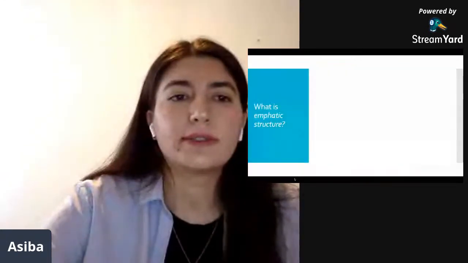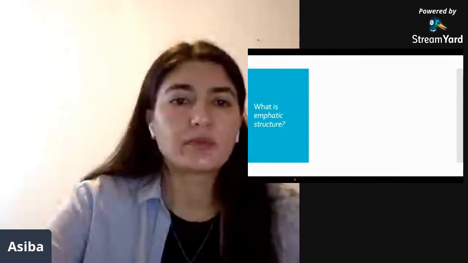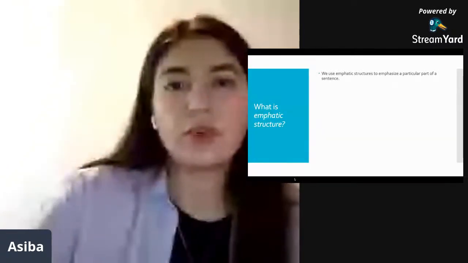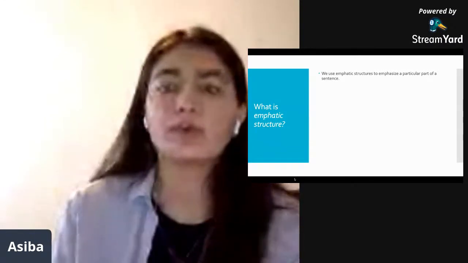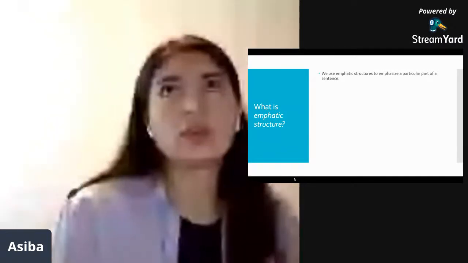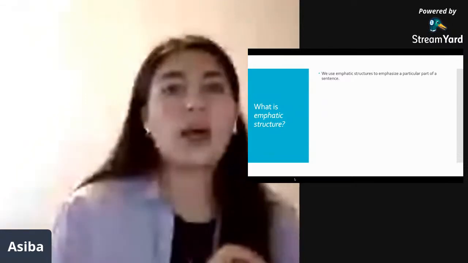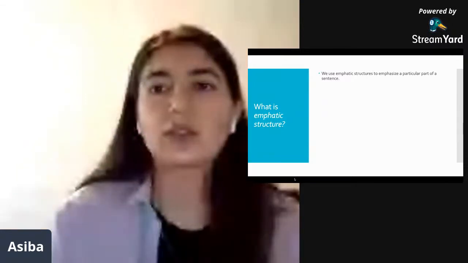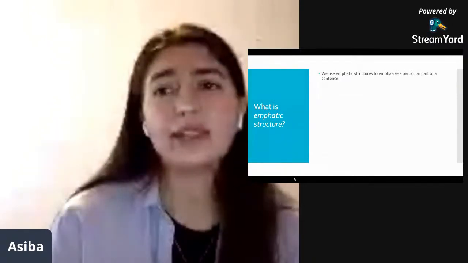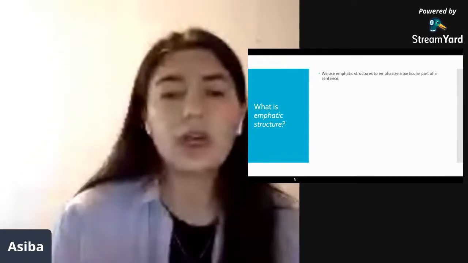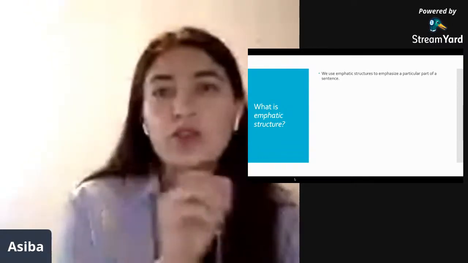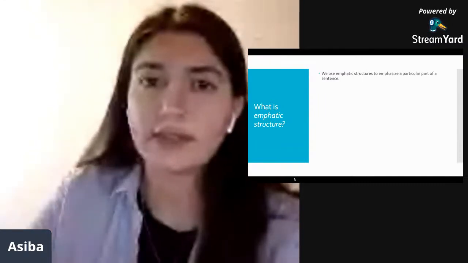So let's start our first lesson, which is about emphatic structures and inversion. First of all, what is to emphasize? To say it with other words, it is to highlight something, right? It is about highlighting the part of the sentence that you think is important, or you want to show the stress on a particular part of the sentence.